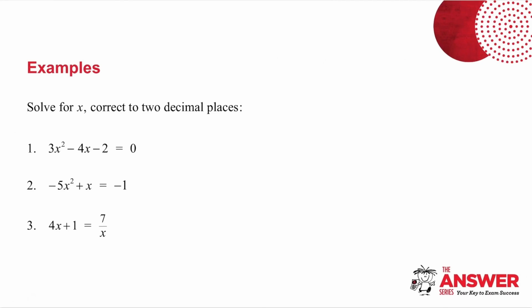So let's have a look at three examples. We are going to use the quadratic formula and we're going to solve for x correct to 2 decimal places. I want you to pause the video, I want you to try these, and then we'll look at them together.